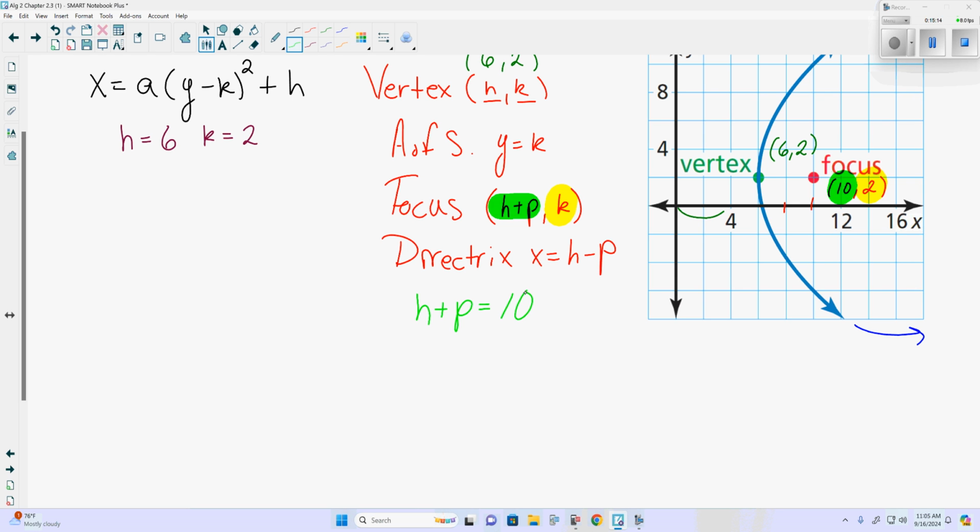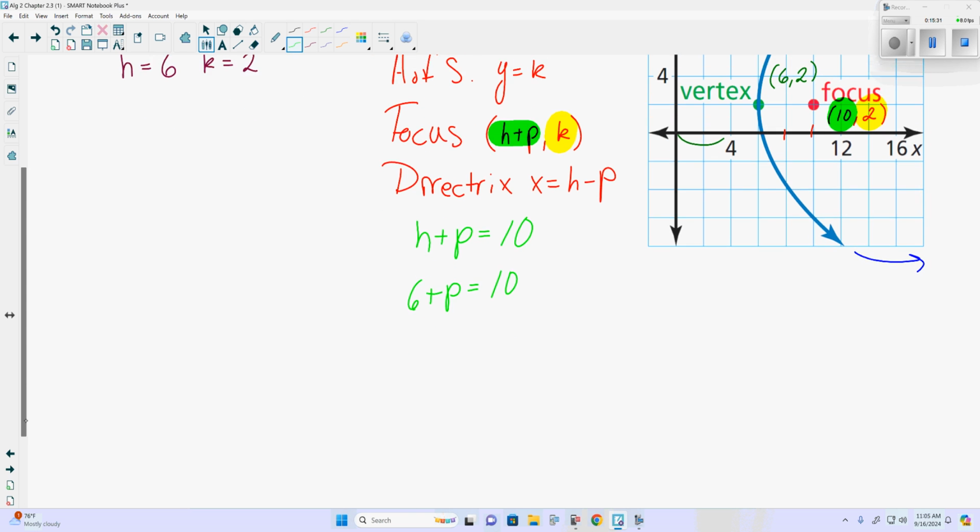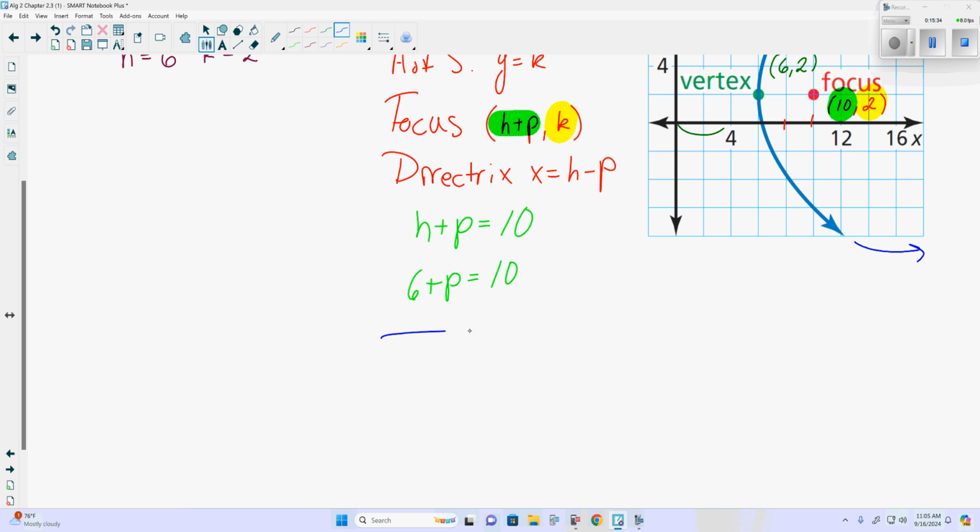Okay. So we still want to find the value of p. And we know whatever it is added to h should give us 10, yes? What's h? So we're saying 6 plus p is 10. Solve for p. We would minus 6, telling us p is 4. In years past, I've done this and we plugged p in and got our formula.